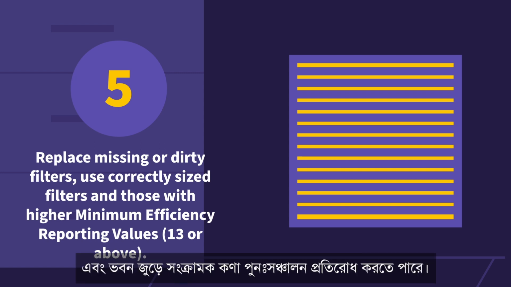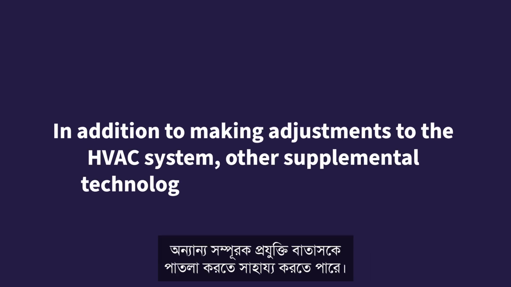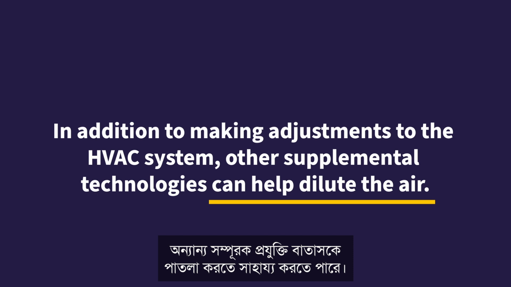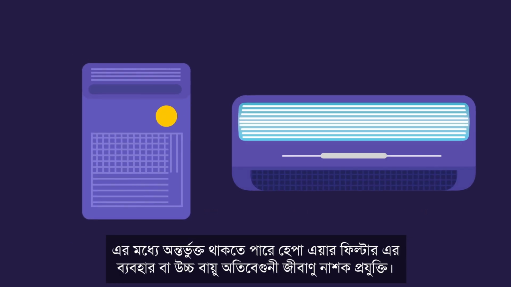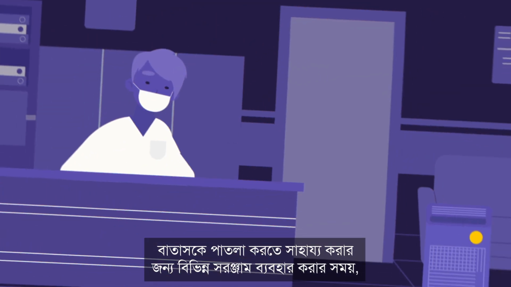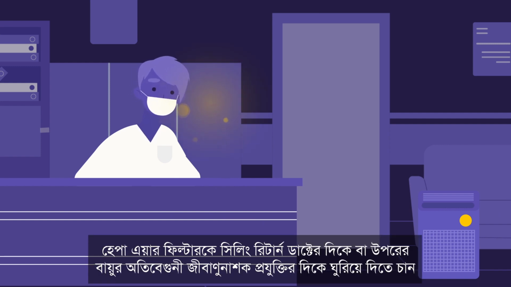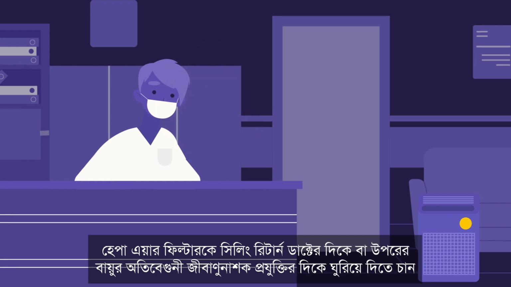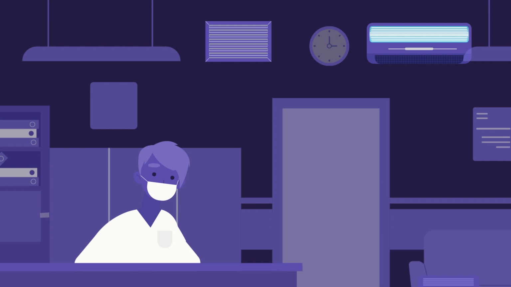In addition to making adjustments to the HVAC system, other supplemental technologies can help dilute the air. These can include using a HEPA air filter or upper air ultraviolet germicidal technology. When using different tools to help dilute the air, you want to focus on moving the air away from people to either a HEPA air filter, up toward a ceiling return duct, or the upper air ultraviolet germicidal technology.